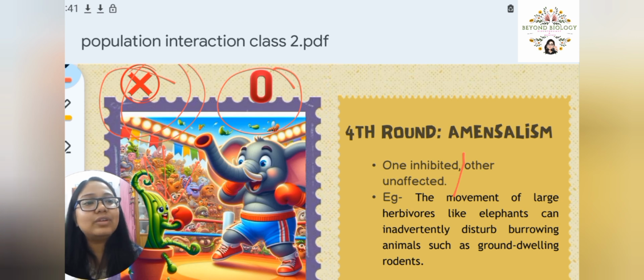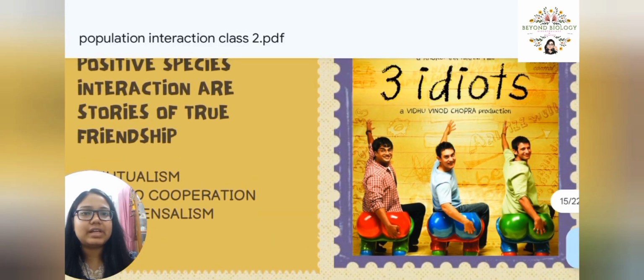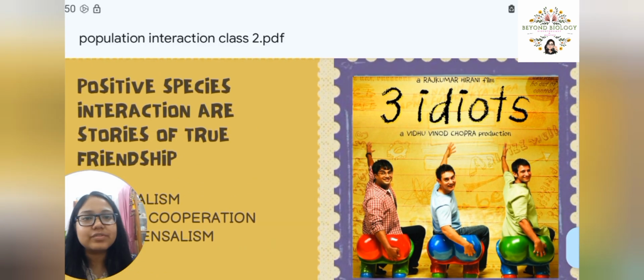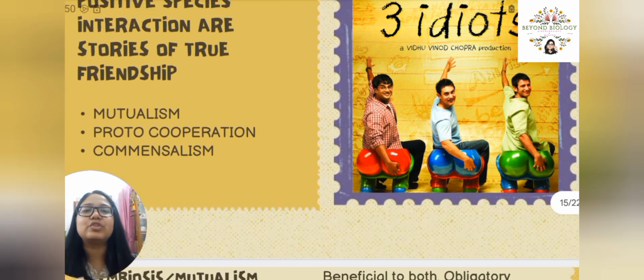Okay, so now let's move to the positive interactions. Here we will start with the second part of this video, which is positive species interaction. Positive effects of species interaction are basically stories of friendship, and they can be of 3 types: mutualism, protocooperation, and commensalism.